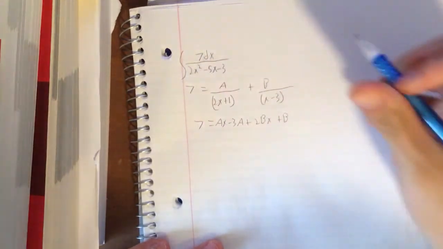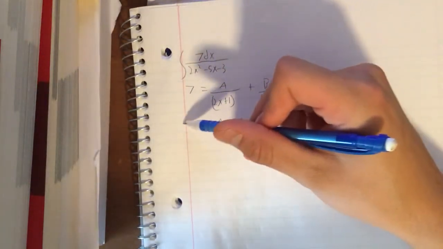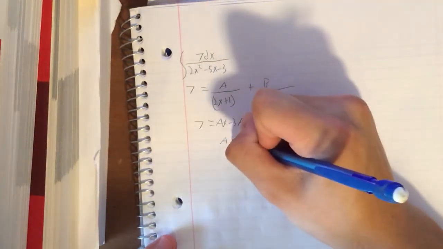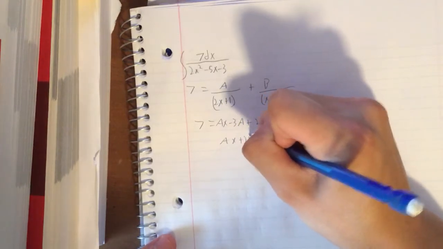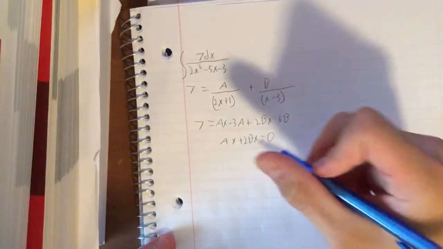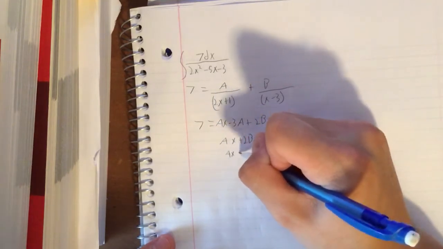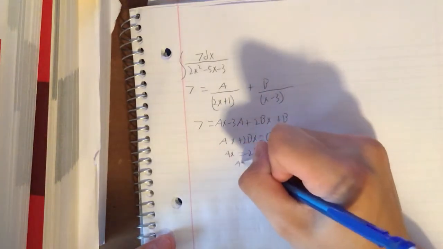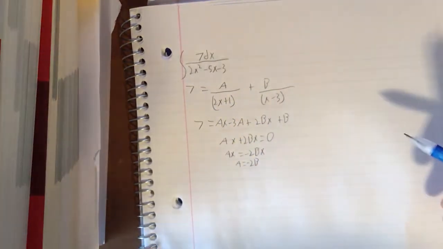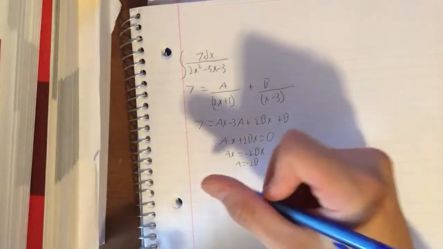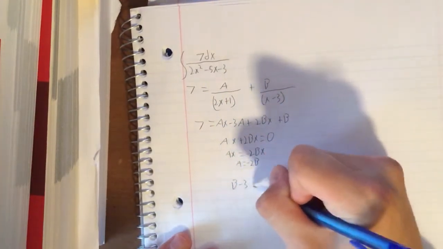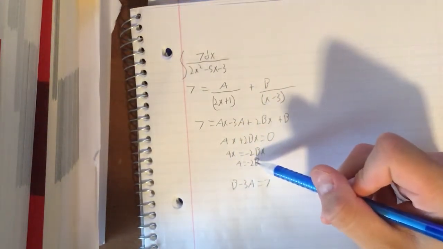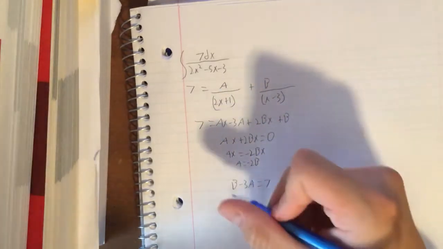This is still equal to 7. So since we don't have another x term on this side, it'll just be ax plus 2bx equals 0. And from there we can go ax equals negative 2bx, and therefore a equals negative 2b. And with the b and the negative 3a, we can say b minus 3a equals 7. And since we know a equals negative 2b, we can sub in the negative 2b for the a right here.